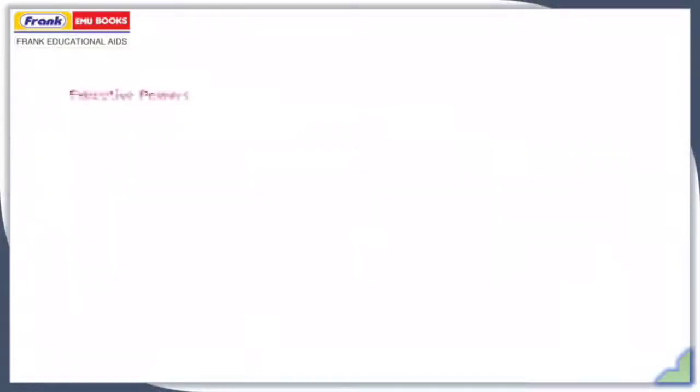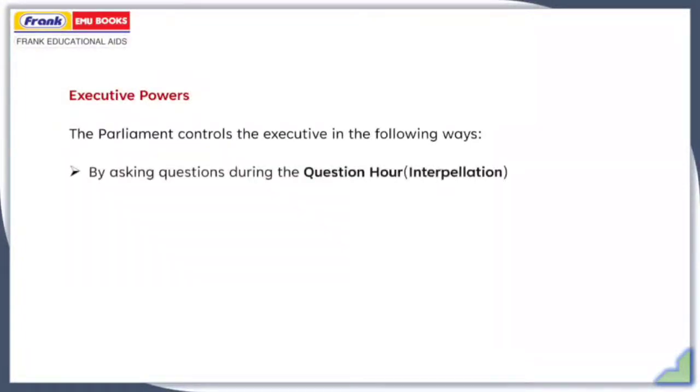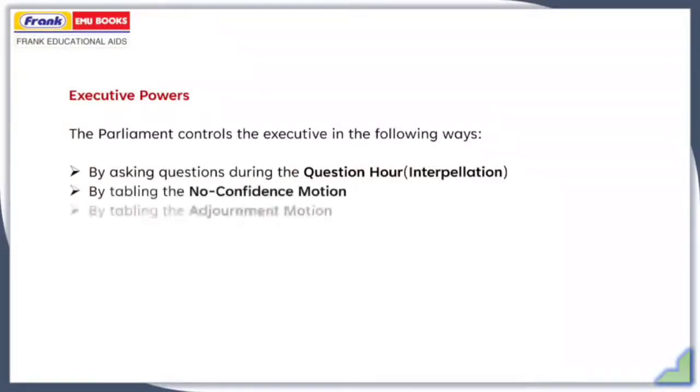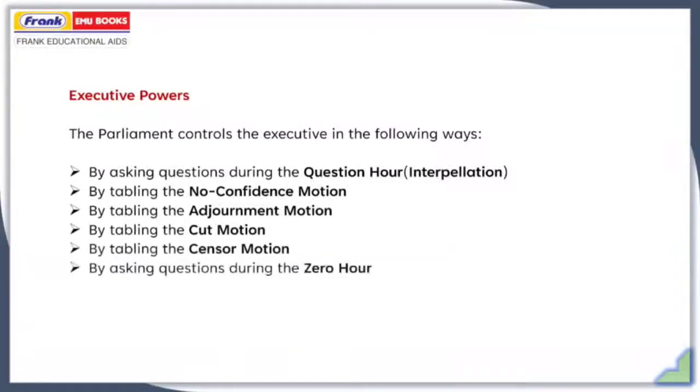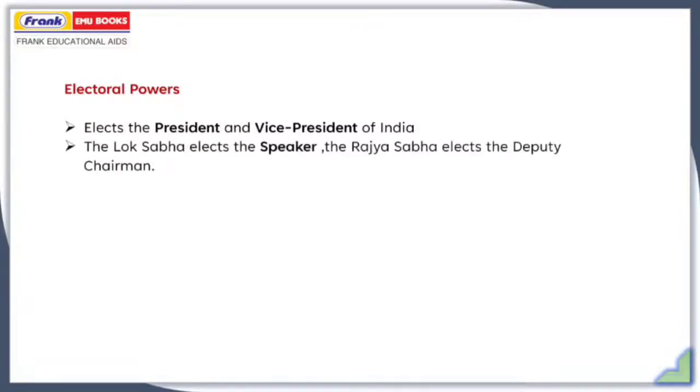Now let's talk about the executive powers. The Parliament controls the executive in the following ways: by asking questions during the question hour, interpellation, by tabling the no confidence motion, adjournment motion, cut motion, censure motion, and by asking questions during the zero hour. Now, electoral powers. It elects the President of India and Vice President of India. The Lok Sabha elects the Speaker, and the Rajya Sabha elects the Deputy Chairman, because, as we know, the Vice President of India is the ex-officio chairman of Rajya Sabha.